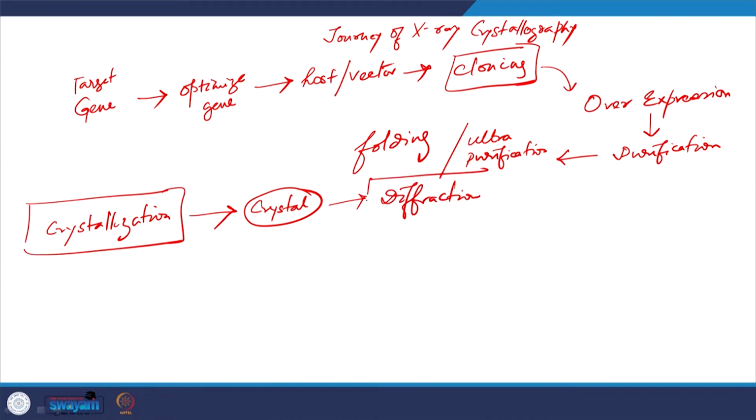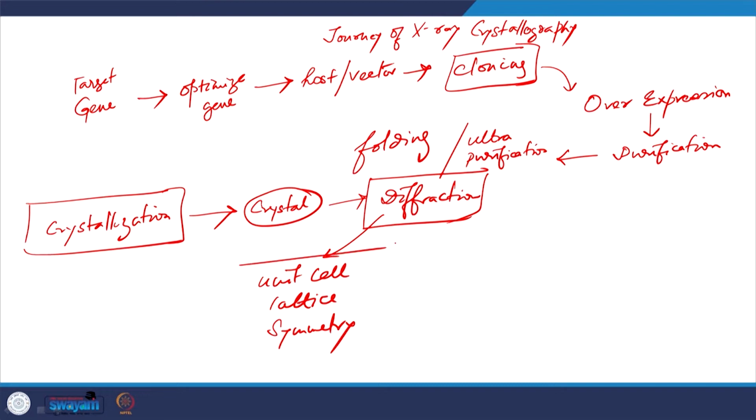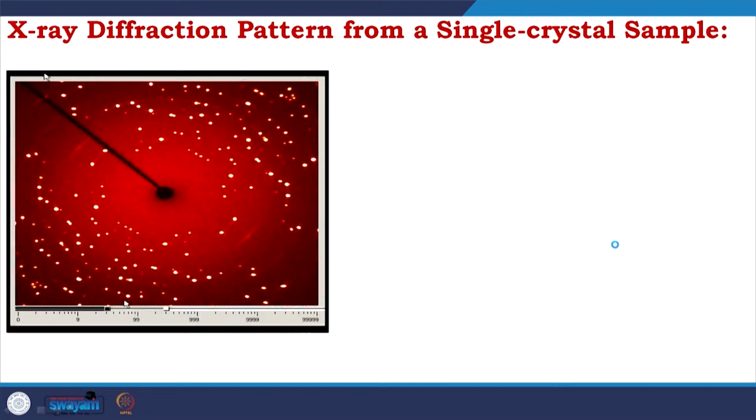Here we kind of stopped. We looked at unit cell, lattice, symmetry, as well as instrumentation. So, this is our journey so far, and in this class today we will look at the diffraction pattern, how it is coming.